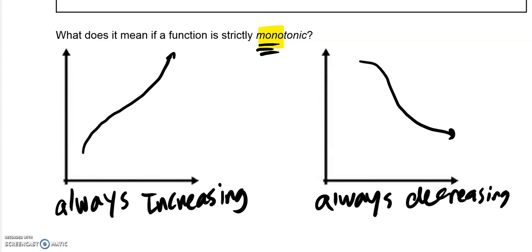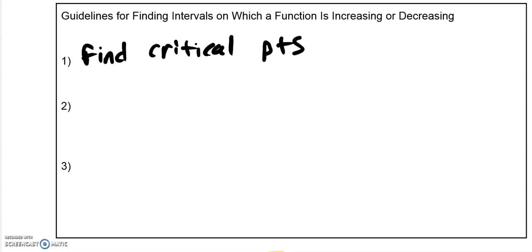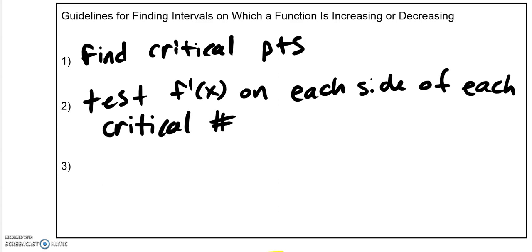So then let's jump up here and look at the three main guidelines for finding the intervals. Number one, you need to figure out what your critical points are. Finding the critical points is the first thing you need to do. Then number two is test values to the left and to the right of each critical point. It's very important that you test values on each side of each critical number. We'll go over some examples of what that looks like, but you test each side of each number.